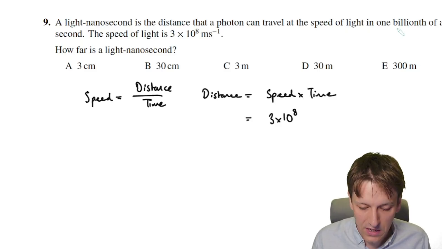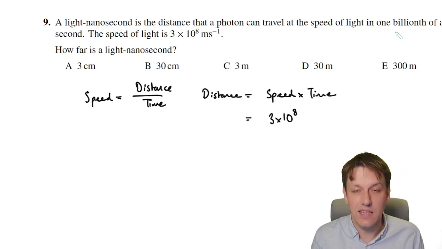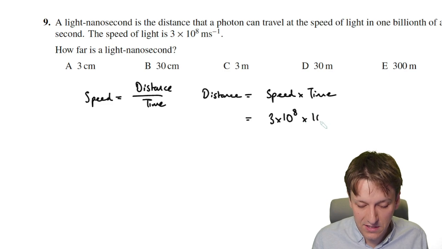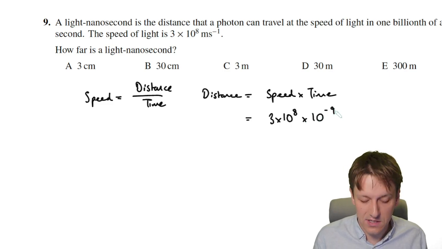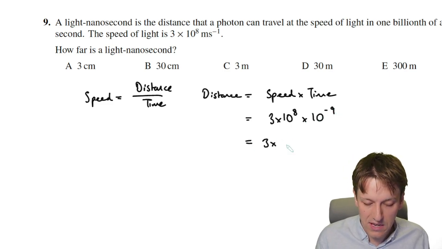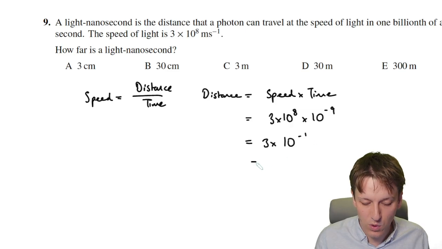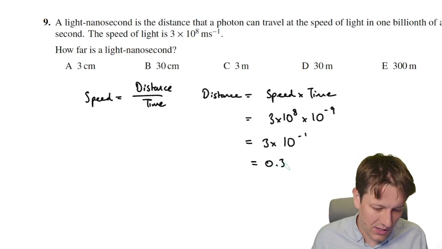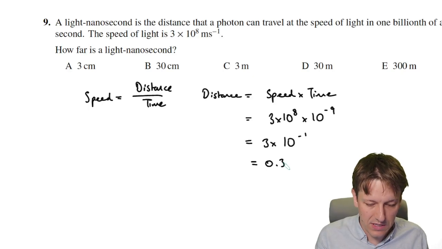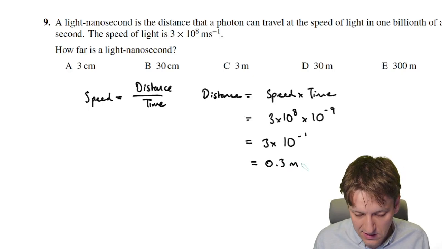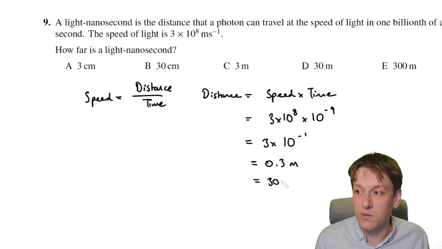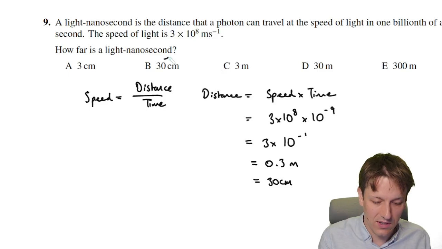So we've got 1 billionth of a second is the unit of time there. A billionth is 10 to the minus 9, so that's times 10 to the minus 9. So I'm going to get 3 times 10 to the minus 1 here, which is equal to 0.3. Then we just check the units that we're working in here. We've got meters and seconds, and this was in seconds as well, so that's all fine. So this is going to be in meters. 0.3 meters, of course, is equal to 30 centimeters, and so the answer here is B.